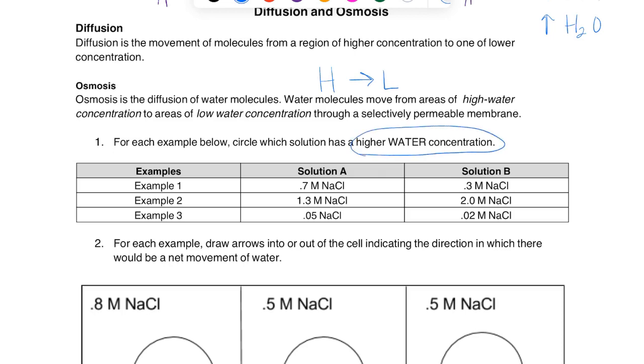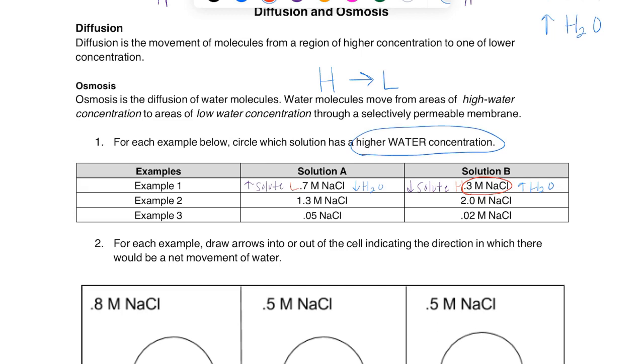So when I take a look at example 1, I see that this first one is 0.7 M NaCl, and NaCl is salt, compared to solution B, which has 0.3 M NaCl. So in solution A, we have a higher concentration of solute and therefore a lower concentration of water. In solution B, we have a lower concentration of solute and therefore a higher concentration of water. If we wanted to label these, we could label solution B as the H, solution A as the L, because remember that's always labeling our water. And so the answer is that we have a higher concentration of water in solution B for this one.